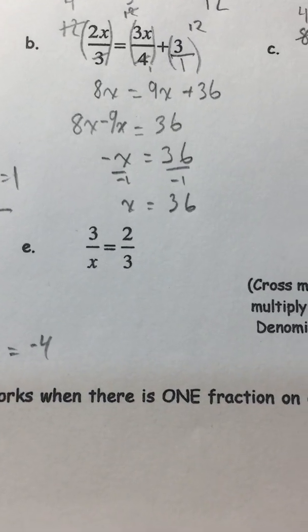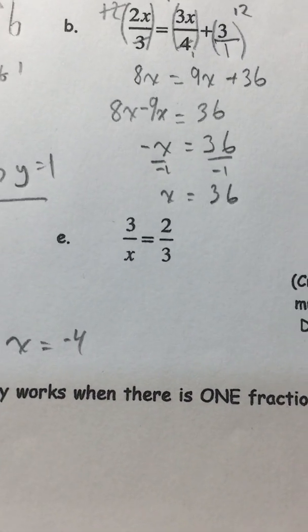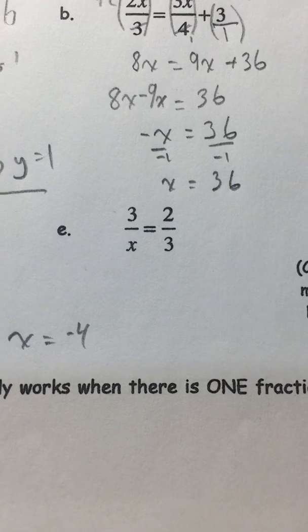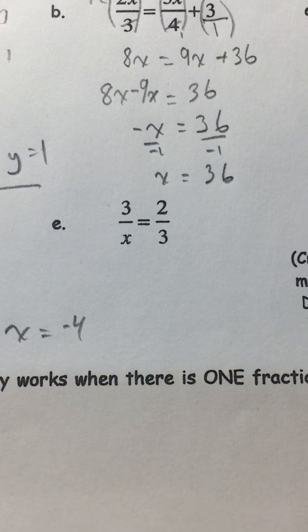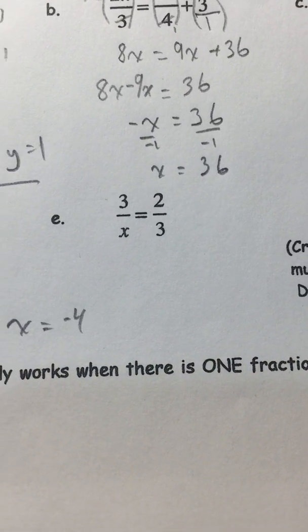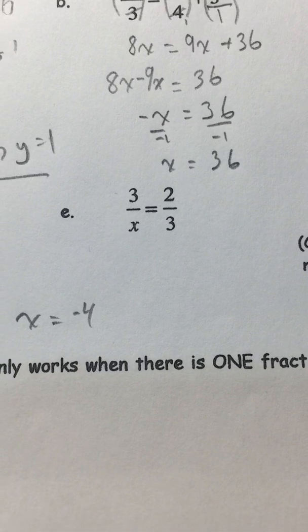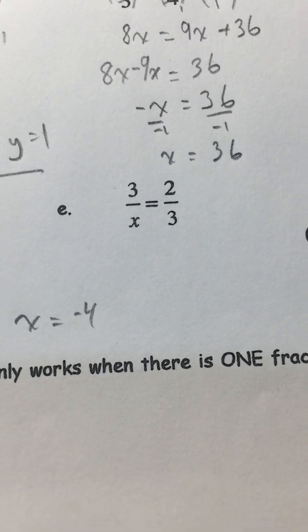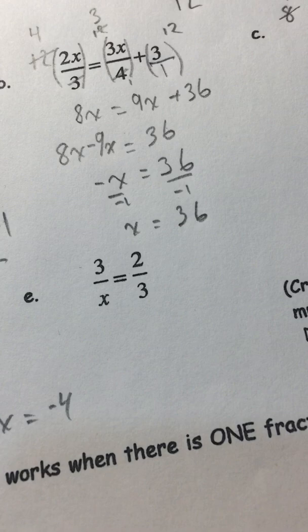Okay, E. This one is a classic example of cross multiplication that you've done before. You've done this in grade 7 and grade 8, but you just never really knew why. It was just a trick you were taught, and you're like, okay, I accept it. It's a trick I was taught.